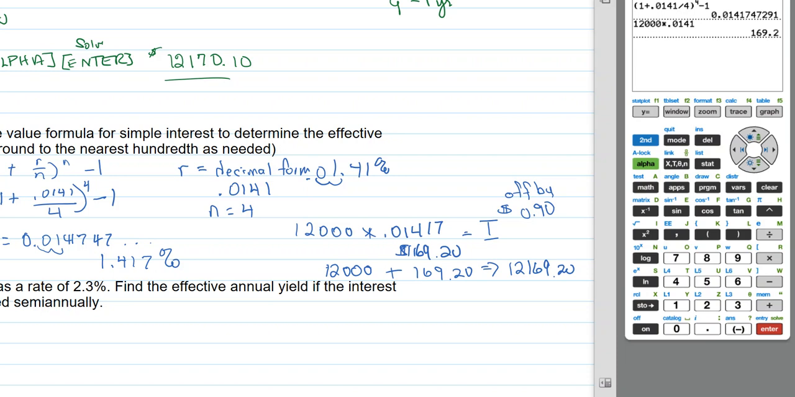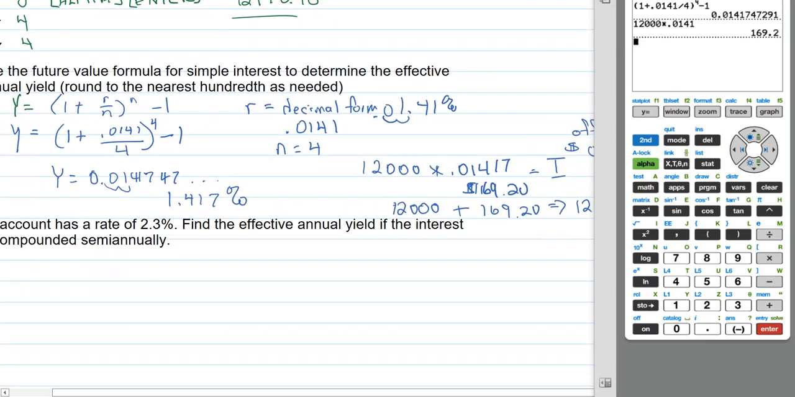Oh, it's 417. No, I did that right. Sorry about that. We're good. So that gives you an idea of how interest compounding works.